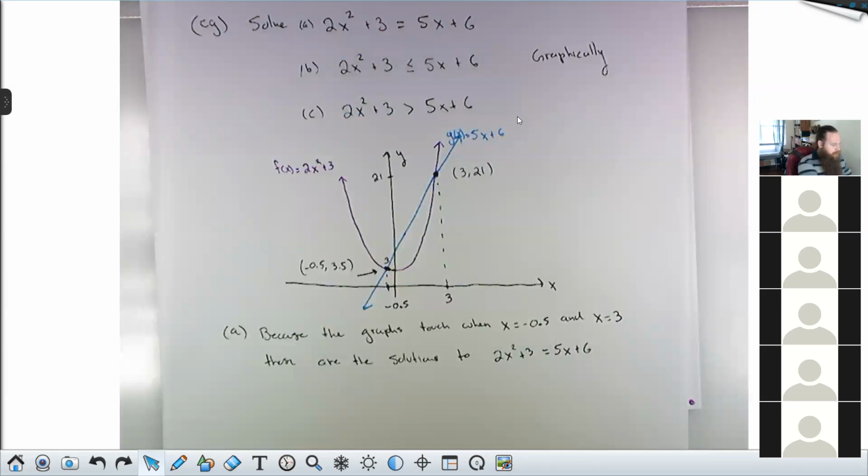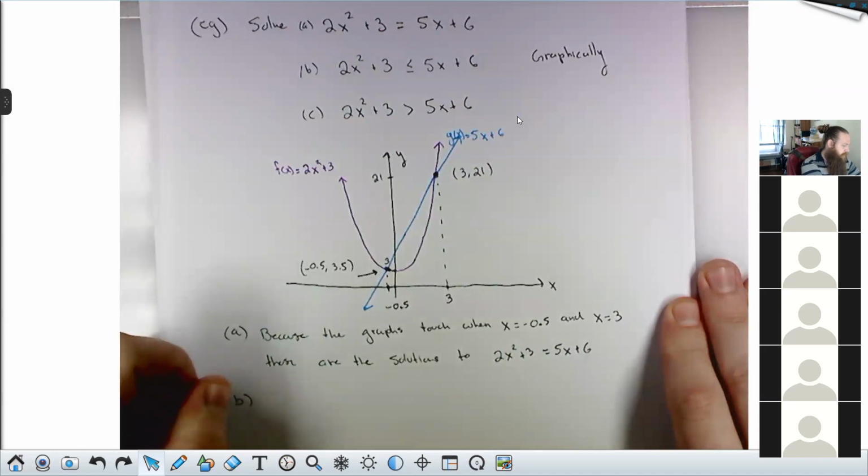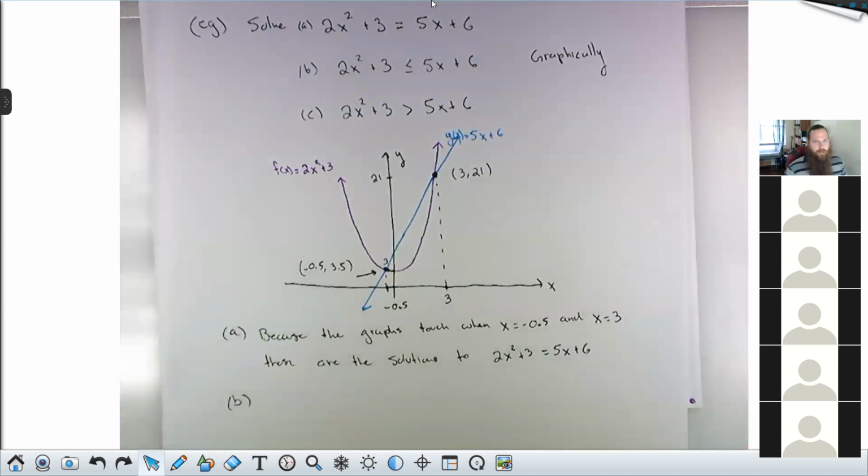So let's look at the inequality in B. Here I'm asking, where is 2x squared plus 3 less than or equal to 5x plus 6? So again, kind of in words, what is it I'm looking for here? The points where 2x squared plus 3 is less than 5x plus 6. Yep, that's literally what I'm looking for, but maybe I should say it differently. In terms of the picture, what am I looking for here? Like using language like above, below, that sort of thing.